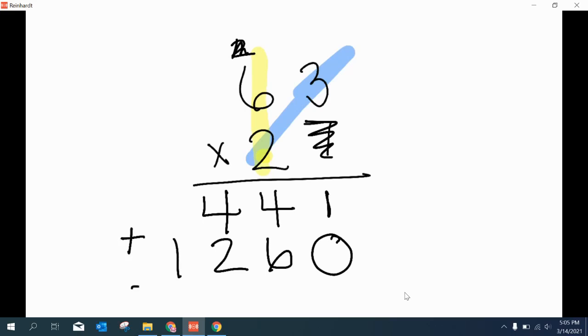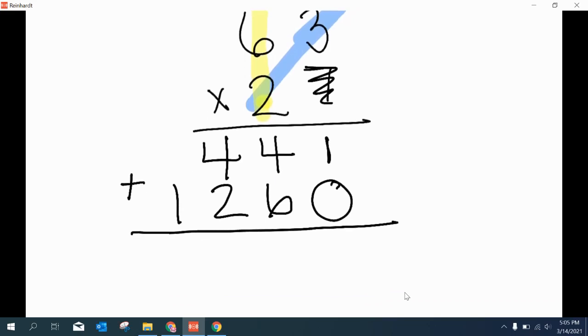And then I add them together. 1 plus 0 is 1. 4 plus 6 is 10, and I carry my 1. 4 plus 2 is 6, plus 1 is 7, and 1. 1,701.